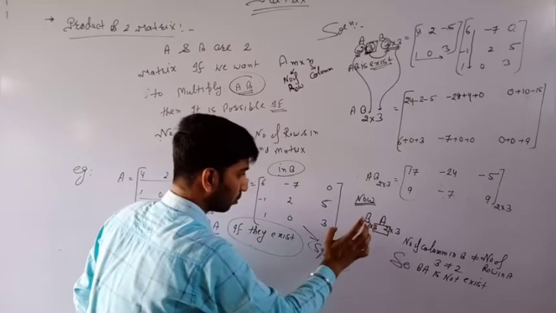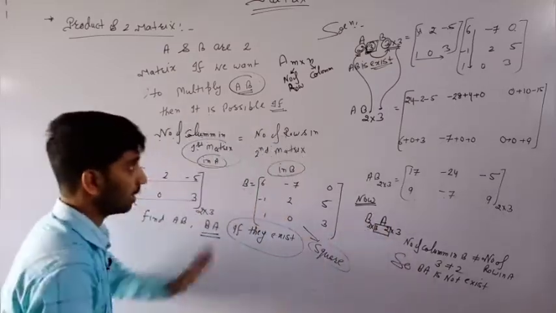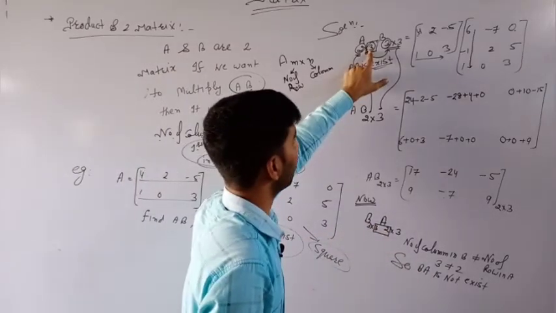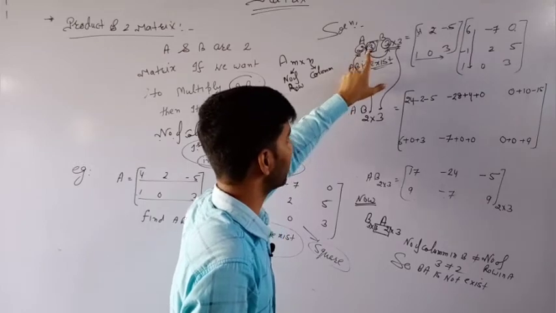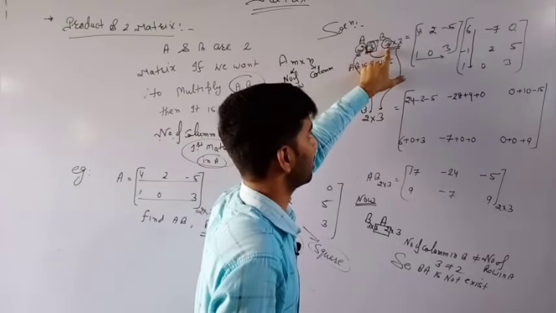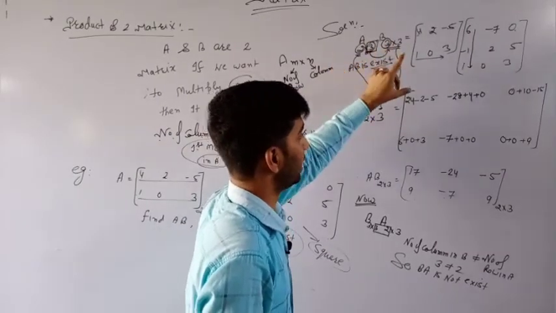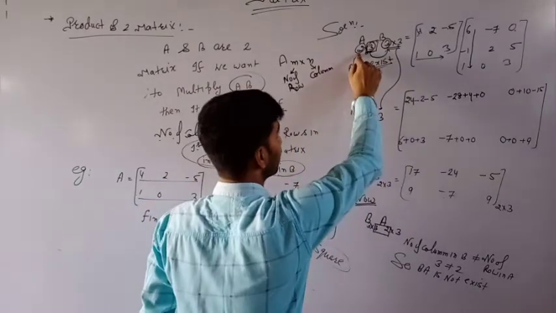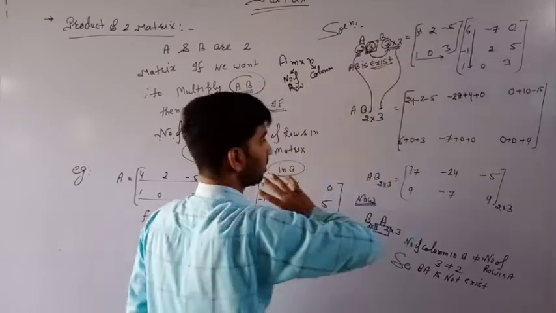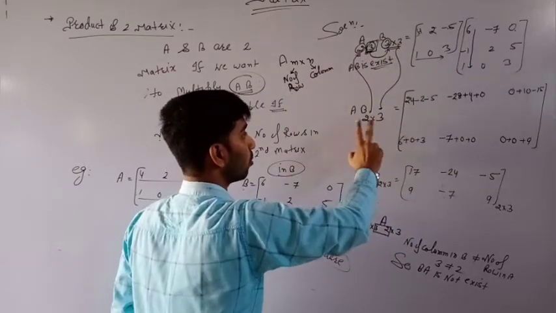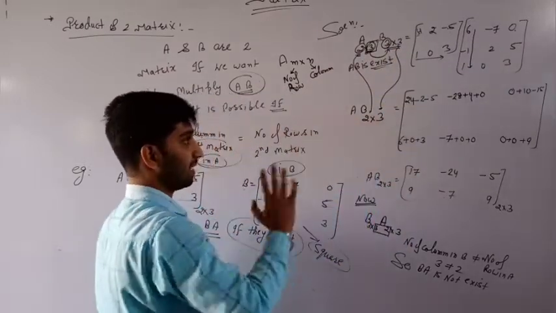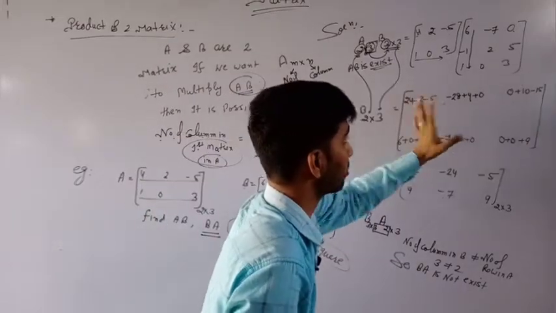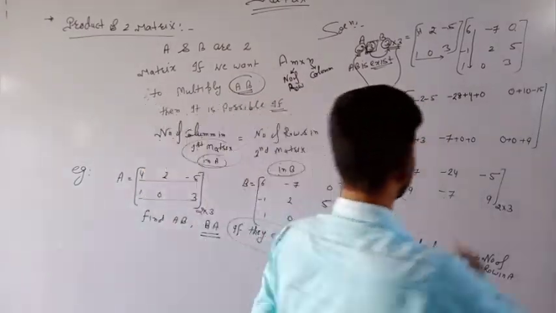3 is not equal to 2, so BA does not exist. In AB, the number of columns in the first matrix, 3, equals the number of rows in the second matrix, 3, so AB exists and we will find it. The order of AB is 2 multiply 3. It means that AB contains 2 rows and 3 columns with 6 elements. This is the process of finding AB.